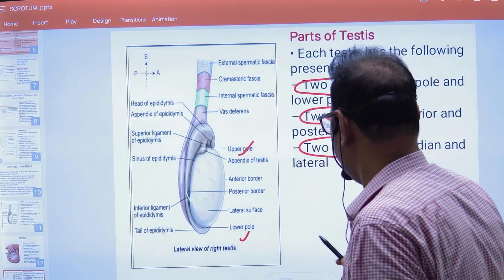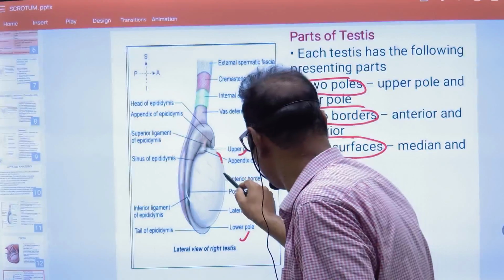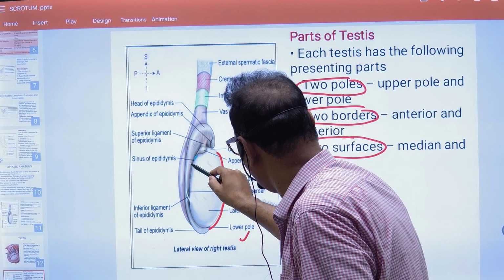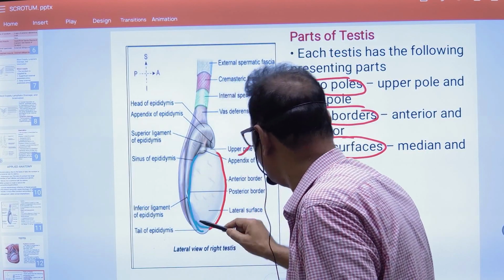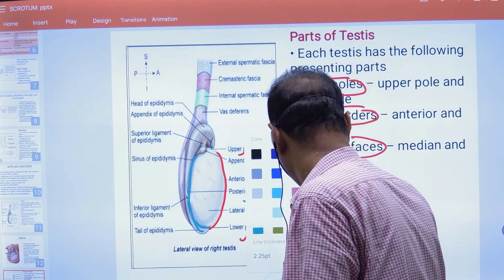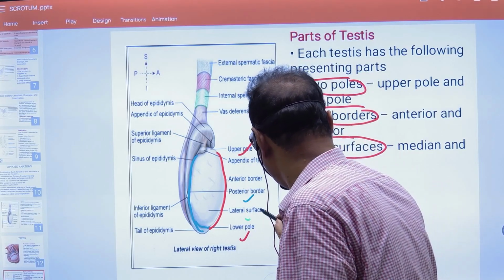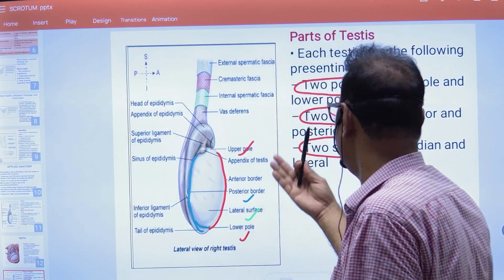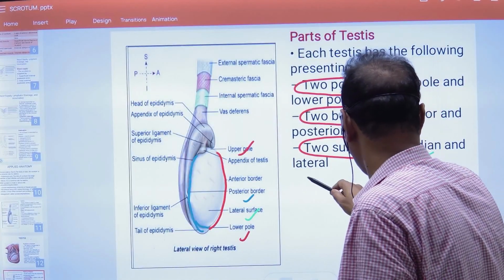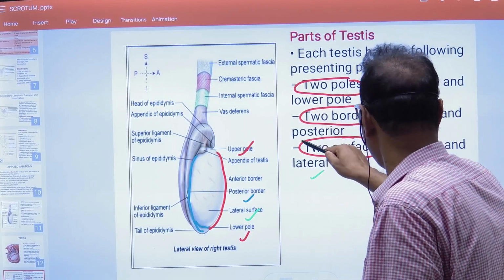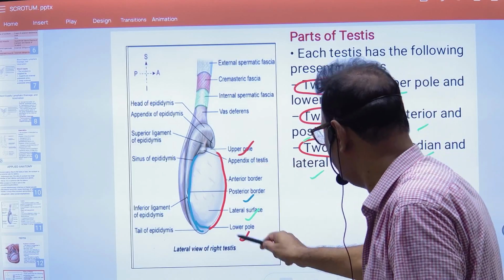It has got two borders. This one is the anterior border. This one is the posterior border. So it has got anterior border and posterior border. It has got a lateral surface and the median surface on that side. So it has got two surfaces, two borders, anterior and posterior, and upper pole and lower pole.